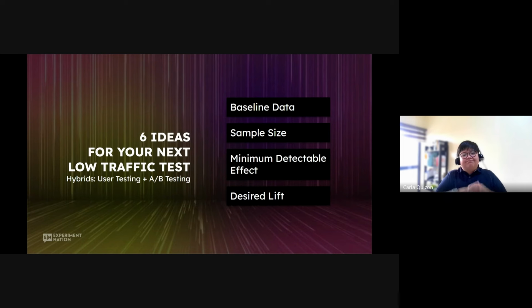So I'm going to share with you 6 ideas I've done with some samples to help you build and measure your tests should you decide that, in fact, this hybrid is the way to go. Please note that in almost all these cases, you will still need to compute for your baseline data. So like 7 days of users and conversions, your sample size as you'd normally do, your minimum detectable effect, and of course, your desired lift. I would even compute for the duration of the test, assuming you have full power.